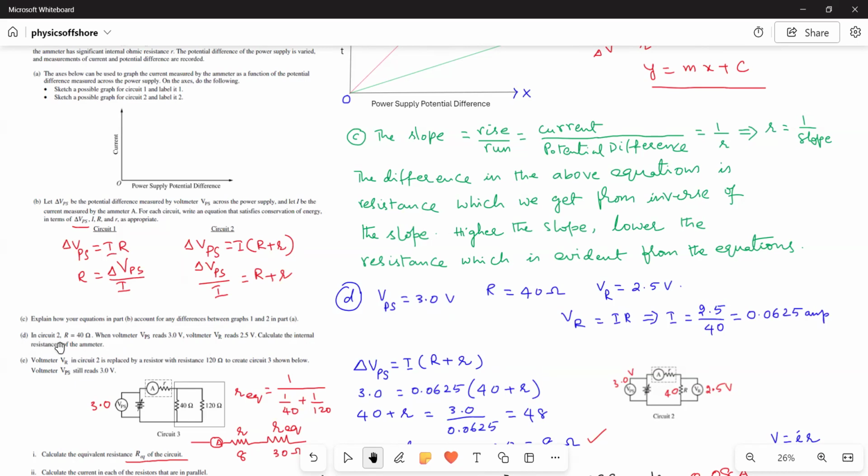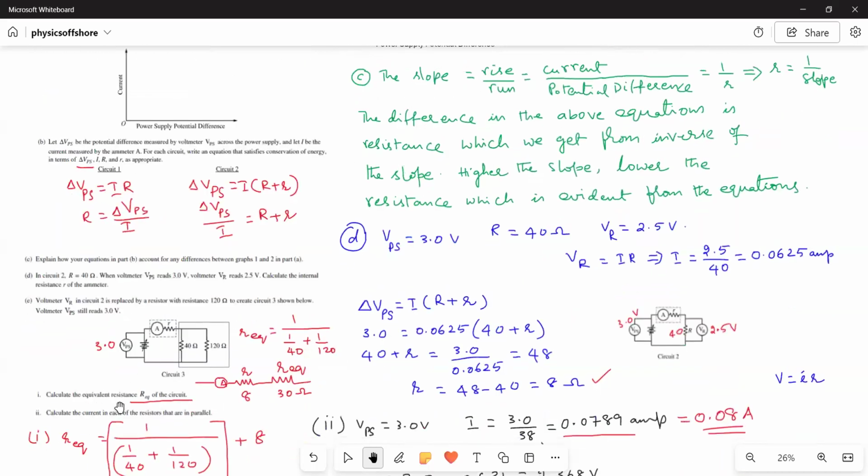Part D. In circuit 2, R is equal to 40 ohms, voltmeter VPS reads 3 volts, and voltmeter VR reads 2.5 volts. Calculate the internal resistance R of the ammeter. Next, voltmeter VR in circuit 2 is replaced by a resistor with resistance 120 ohms to create circuit 3 shown below. Voltmeter VPS still reads 3 volts. Calculate the equivalent resistance Req of the circuit. Calculate the current in each of the resistors that are in parallel.